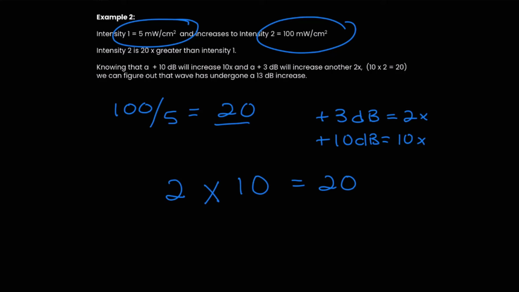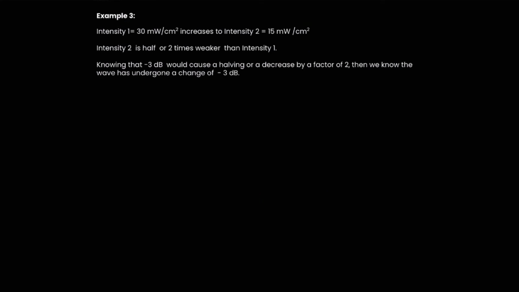So with that knowledge then, we know that this wave has gone under a 3 decibel change and a 10 decibel change. 3 decibels plus 10 decibels equals 13 decibels. So the wave in this example has undergone an increase of 13 decibels to affect the intensity, making it 20 times stronger.